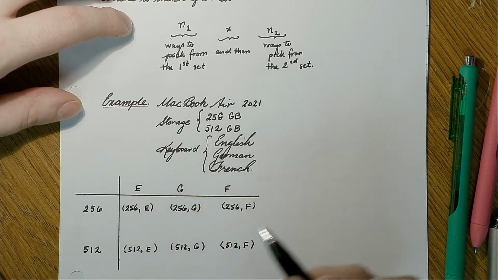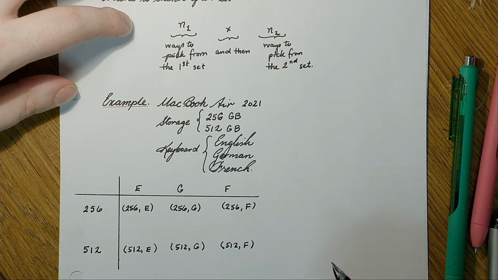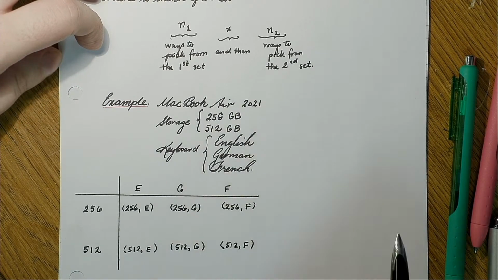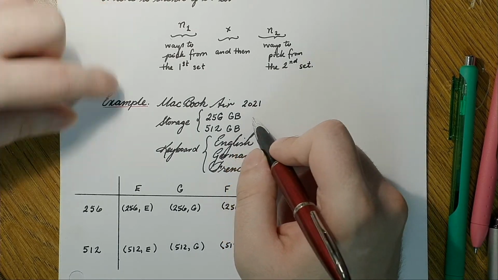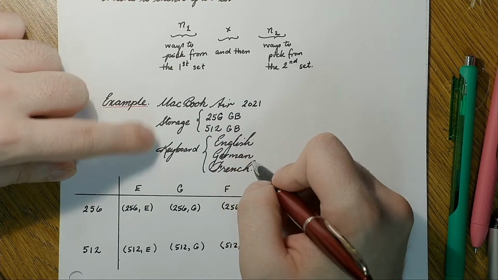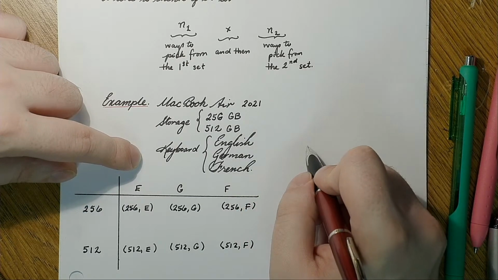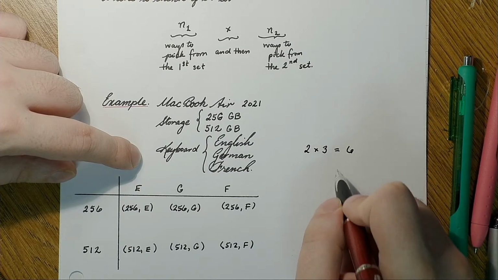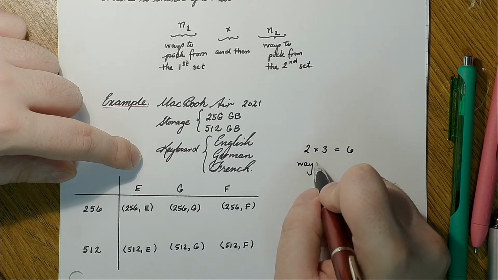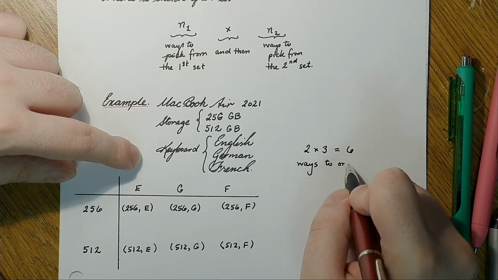So we can see that there's 1, 2, 3, 4, 5, 6 options for ordering the MacBook Air. Or the other way we could have done it is 2 times 3. So there is 2 times 3 options, which gives us 6 ways to order the Mac.